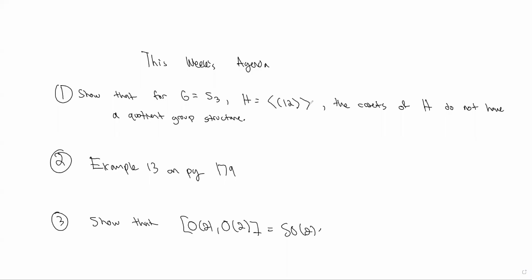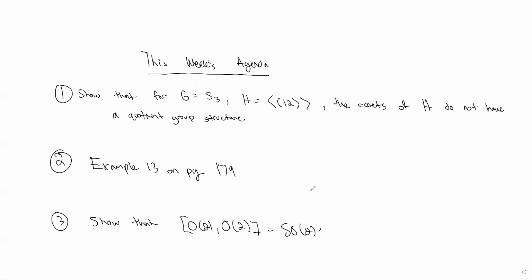Hi. So this is the agenda for this week. First, we want to show how the cosets of a subgroup might not have a quotient group structure. Specifically, we'll do the example of G is S3 and H is the subgroup generated by (1 2). And then we'll do example 13 on page 179, which is again about cosets and quotient groups.